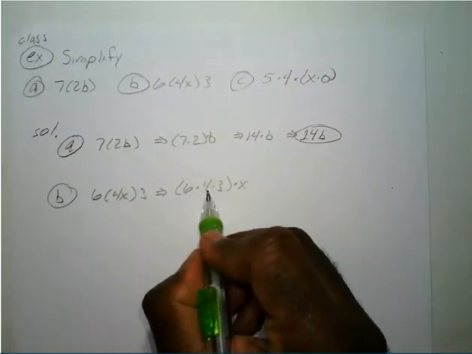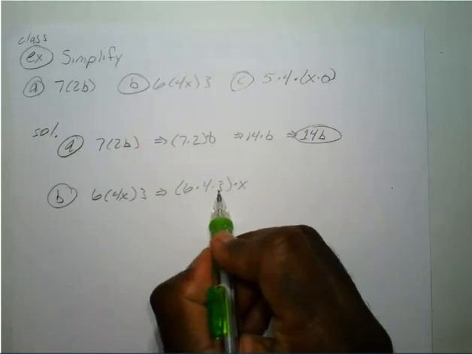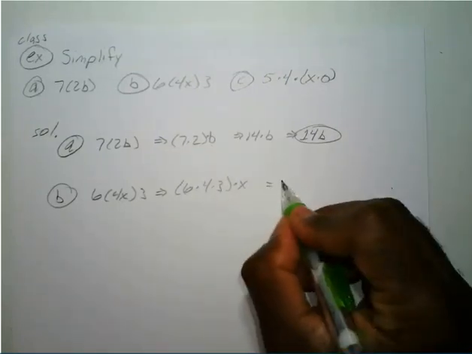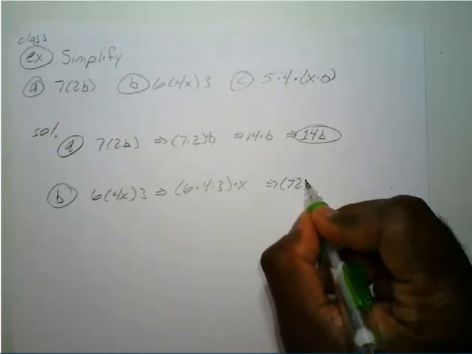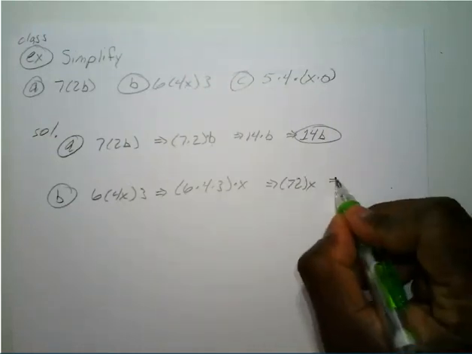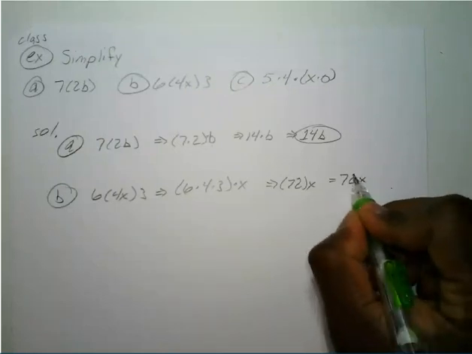Okay, so you have 6 times 4 times 3 times x. 6 times 4 is 24. 24 times 3 is 72. So that gives you 72 times x, or just 72x.